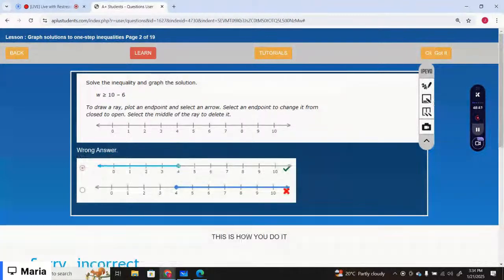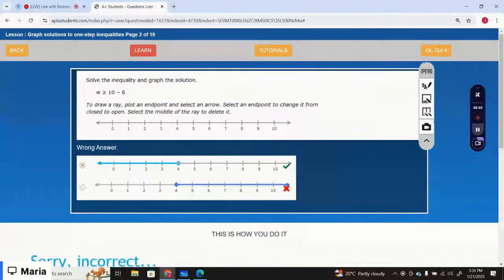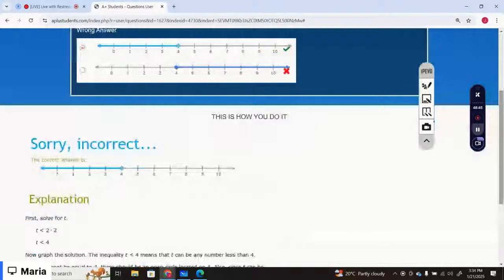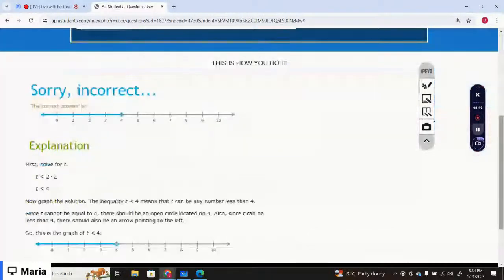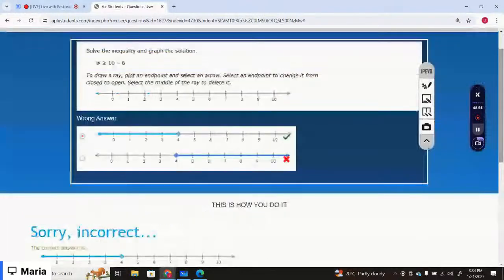Oh, so then the inequality is different. The inequality is t is less than 2 times 2, right? So then the solution is option number 1.